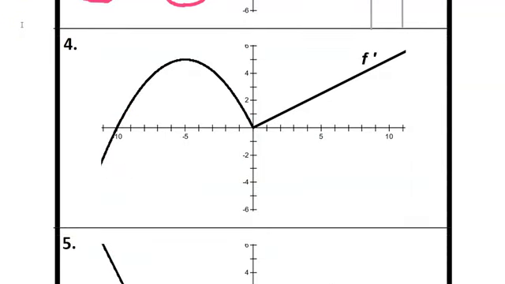Okay, well number 4 looks easy compared to number 3. Let's start by separating f prime into intervals of increasing and decreasing. So we see that f prime is increasing from here to here. It is decreasing from here to here. And it is increasing again from here on.